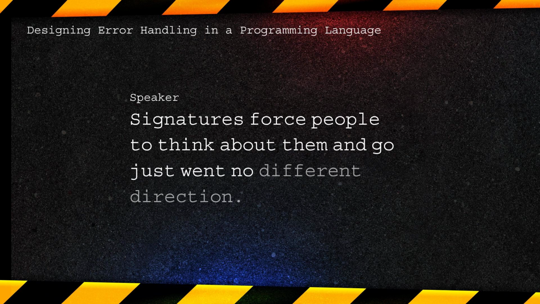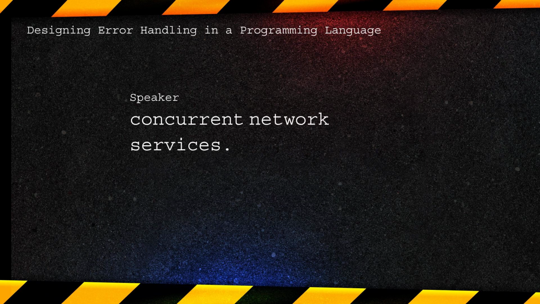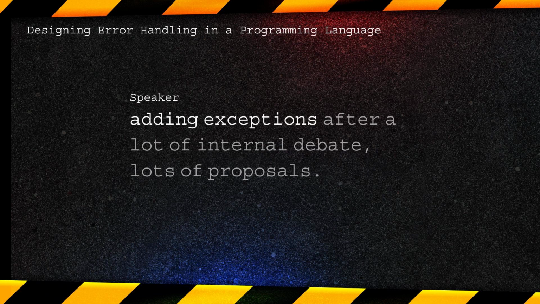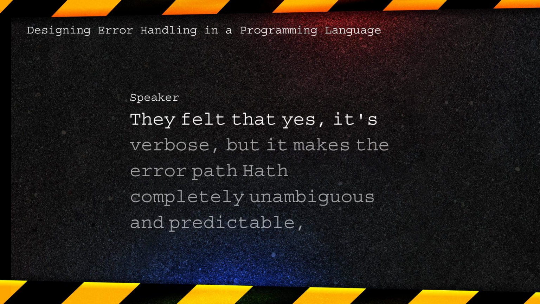And Go just went, nope, different direction. Pretty much. Go prioritized simplicity, clarity of control flow, readability, and efficiency, especially for things like concurrent network services. The Go team, as one blog post detailed, explicitly considered and decided against adding exceptions after a lot of internal debate, lots of proposals apparently. They stuck with the explicit if err != nil pattern. They felt that, yes, it's verbose, but it makes the error path completely unambiguous and predictable.